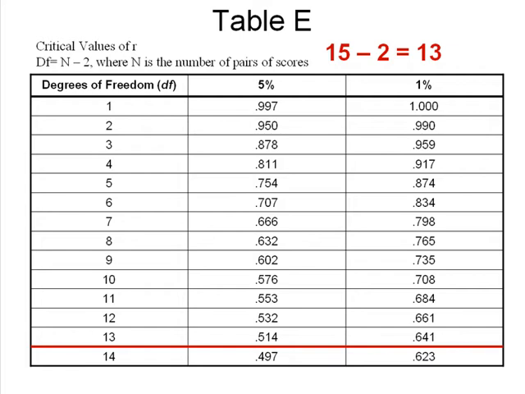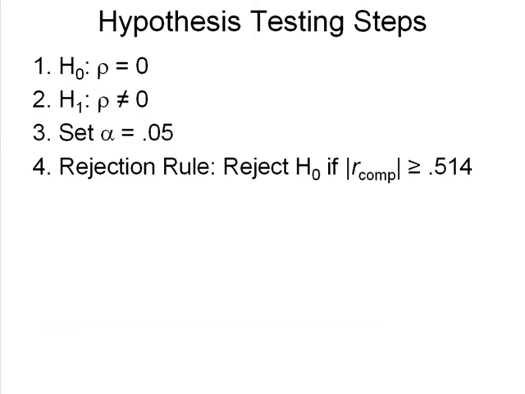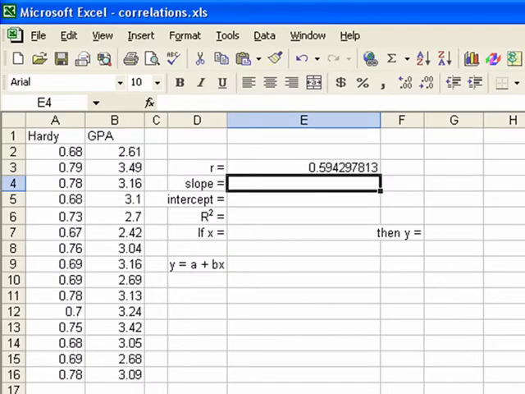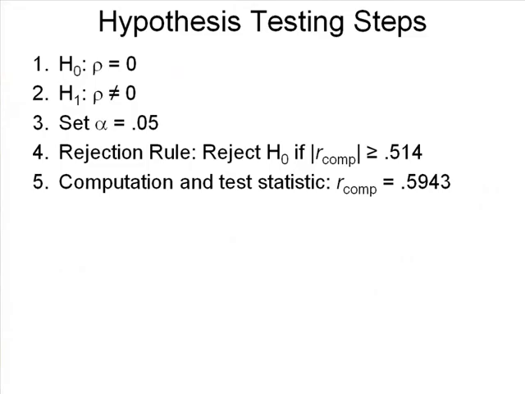So this is what we put in our step. Our rejection rule is reject the null hypothesis if the absolute value of R comp is greater than or equal to 0.514. Now, the next step is to do the calculation: computation and test statistic. What does R comp equal? Well, we've already done that. Let's look at our spreadsheet, and we'll see that we found R was equal to 0.5943. So we'll just move that and put it in our table, 0.5943.